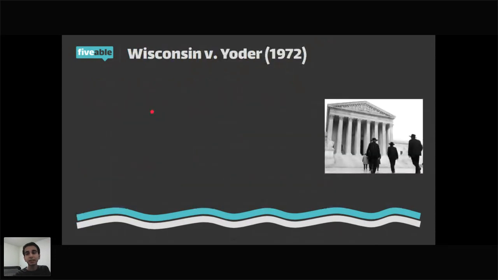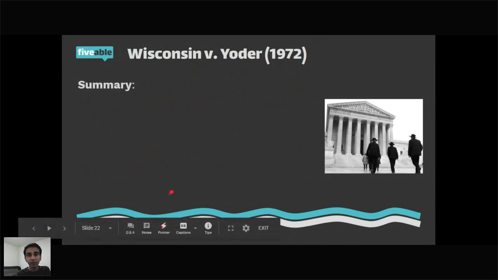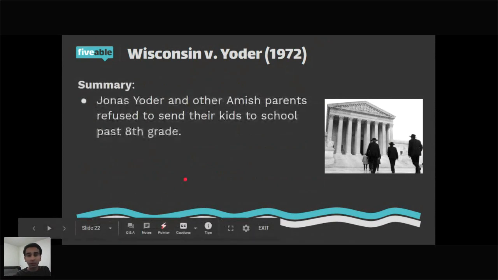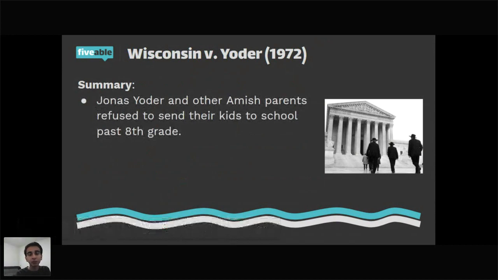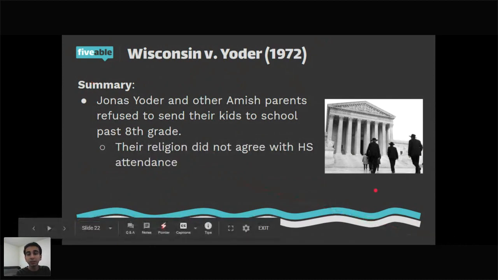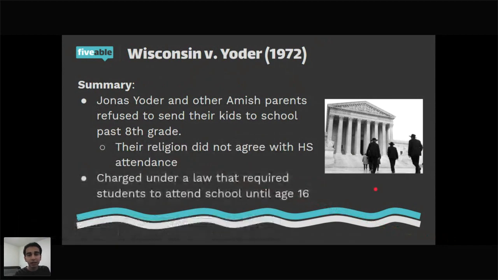The second case is Wisconsin versus Yoder. Wisconsin versus Yoder, again, like Sandra said, dealt with Amish kids and whether the parents would be forced to send their kids to school past 8th grade. There was a Wisconsin law that said kids had to attend school, right? Because if you don't, it's truancy. However, their religion did not agree with high school attendance, or attendance past 8th grade.